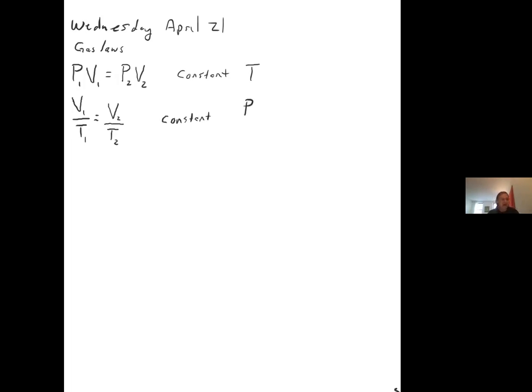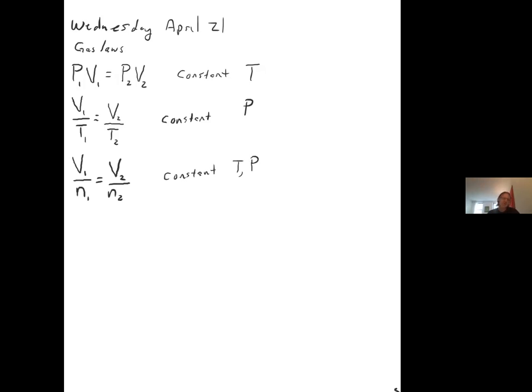And then we had Avogadro's law, which said that the molar volume of a gas is constant. So if you take the volume of a gas and divide it by the number of moles, that's got to be constant. That's called the molar volume. Again, this is at constant temperature and constant pressure. So those are three relationships.